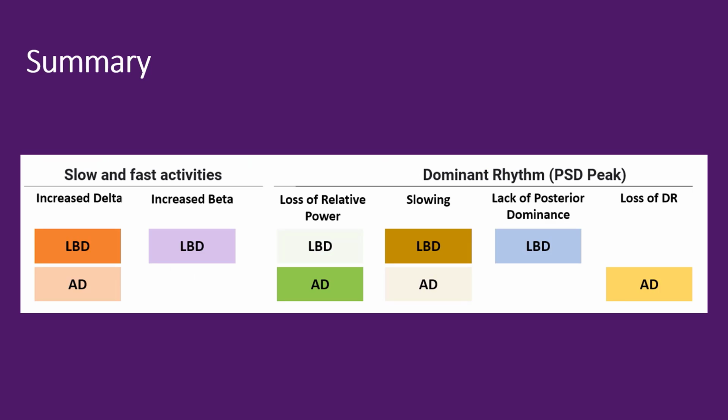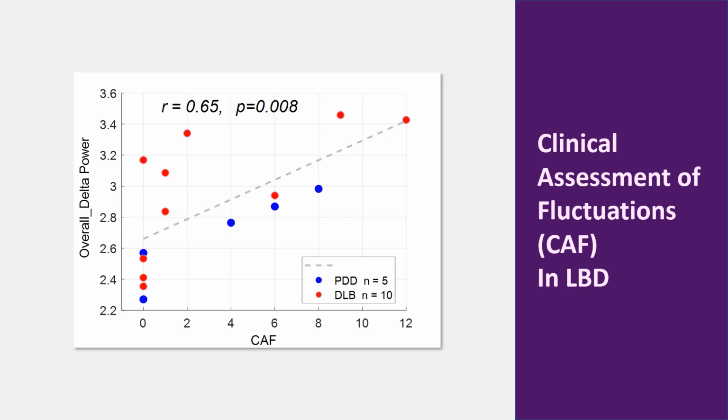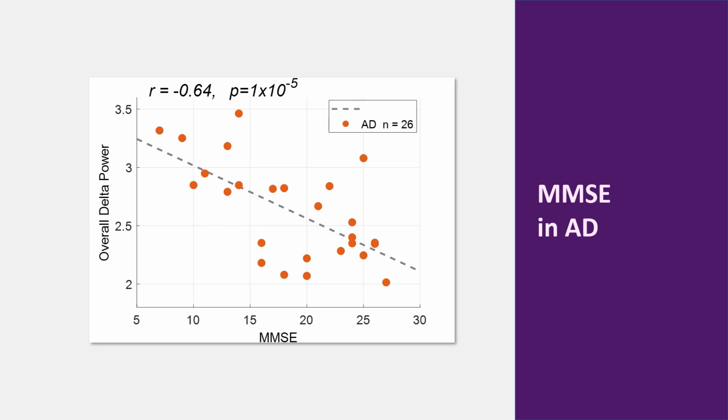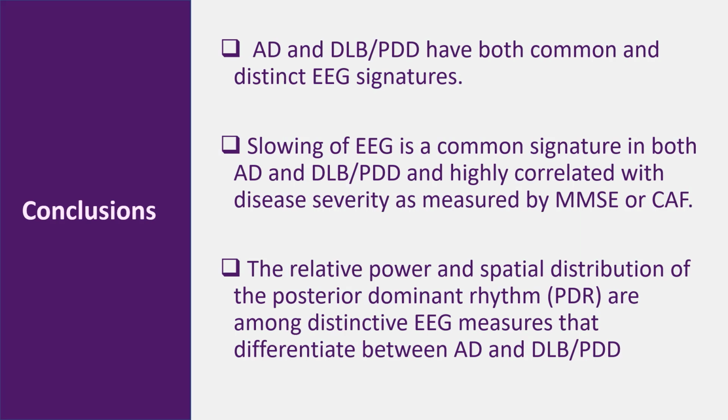In summary, EEG power at different frequency bands, as well as characterizing the dominant rhythm in the frequency domain, can identify both common and distinct EEG signatures in AD and LBD. In the LBD group, clinical assessment of fluctuations was correlated with slowing of EEG. In the AD group, the MMSE measure of cognitive decline was correlated with the slowing of EEG.